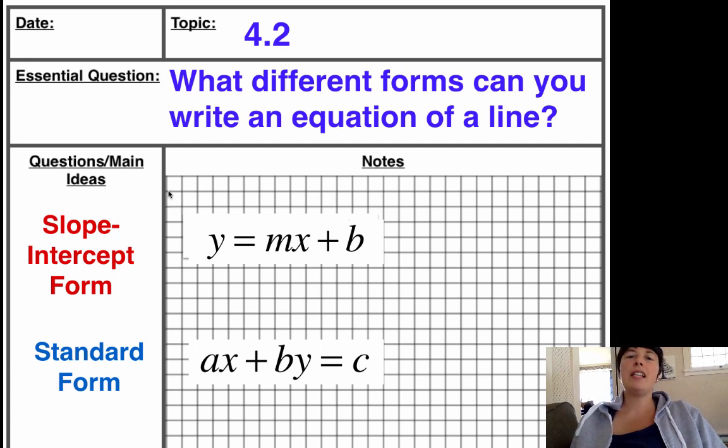And I don't really like standard form. I personally kind of dislike it. It's not easy to find the slope and the y-intercept right away. You don't see it right away. It's not easy to graph. I tend to like to rearrange it when I find standard form, but it's good for you to recognize it and know what it is.